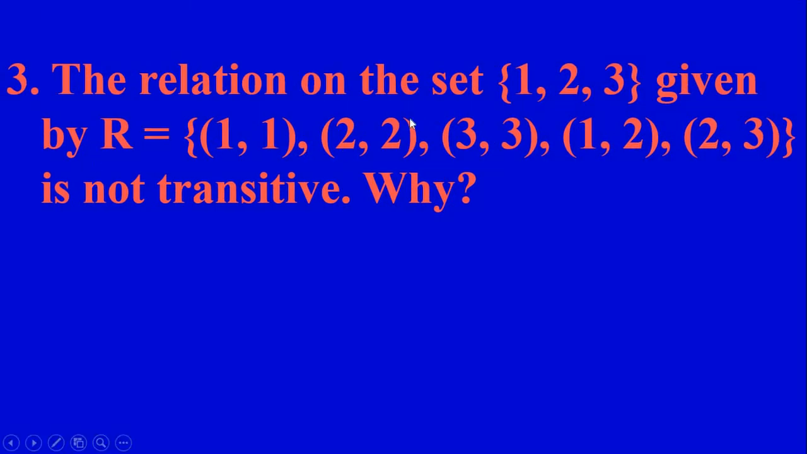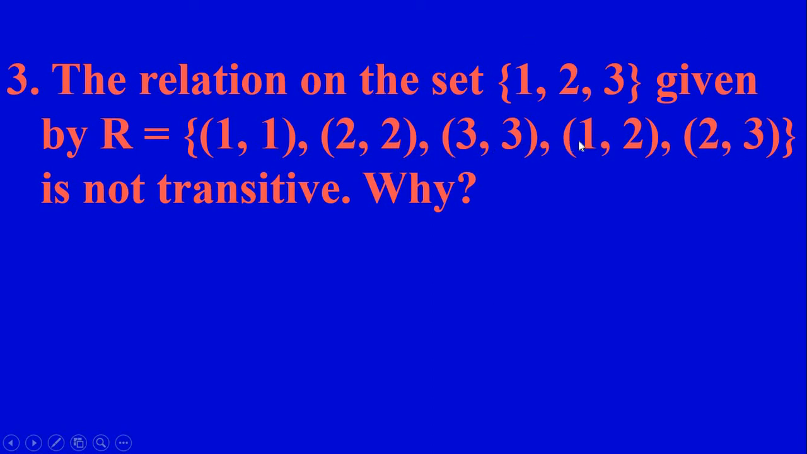So next problem, the relation on the set {1, 2, 3} given by R = {(1,1), (2,2), (3,3), (1,2), (2,3)} is not transitive. Why? We have to explain. Now you consider (1,1) and (1,2). Here 1 is common. We have (1,2). So we can't tell it is transitive. You have to verify other elements also. We consider (2,2) and (2,3), and (2,3) is also here.